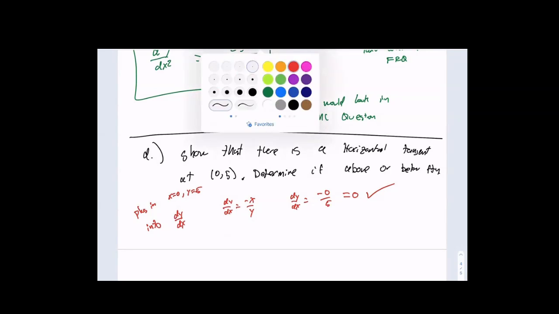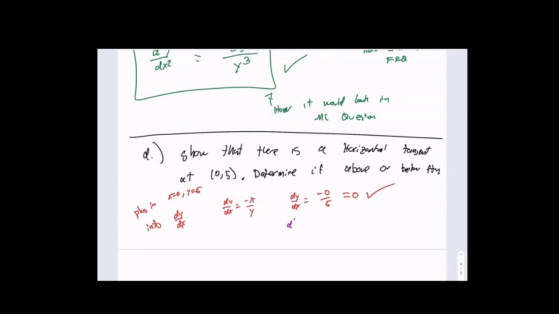Now, I need to confirm and see if it's above or below. So I plug into the second derivative, which was negative 25 over y cubed, which I don't actually need to find a number for. I just know that this is less than 0. So that tells me it's concave down, which means that the tangent line is above.